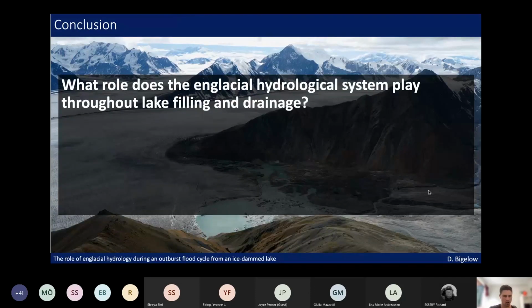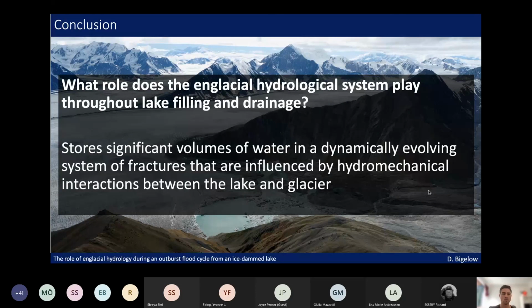So to close, I will just try to answer the research question that we posed at the very beginning, which is: what role does the englacial hydrological system play throughout lake filling and drainage? And what we can say is that the englacial system stores significant volumes of water in a dynamically evolving system of fractures that are influenced by hydromechanical interactions between the lake and glacier.